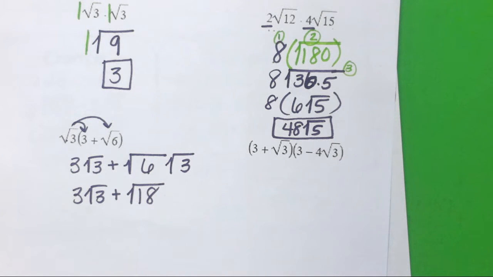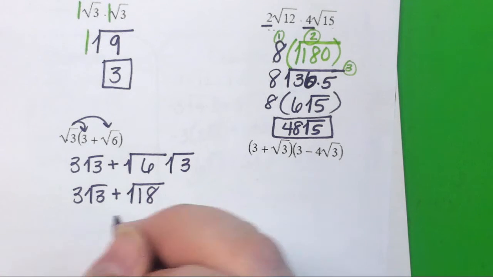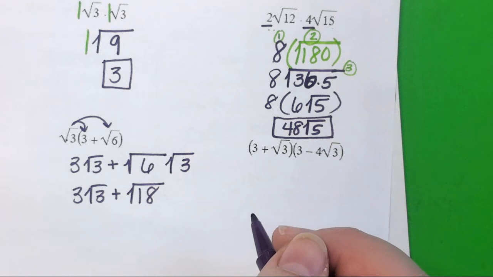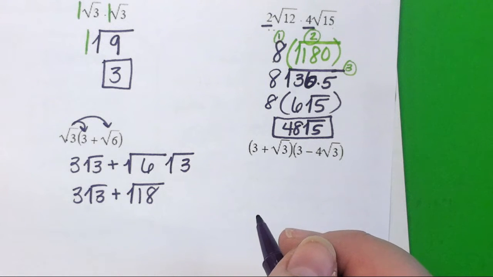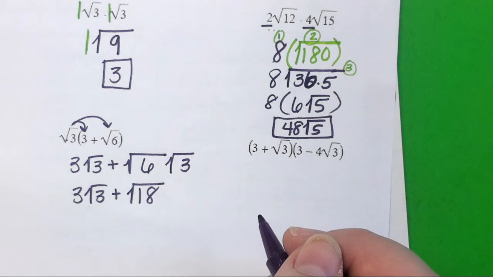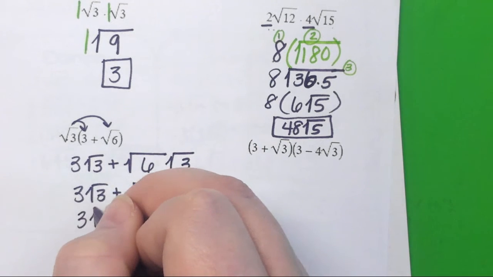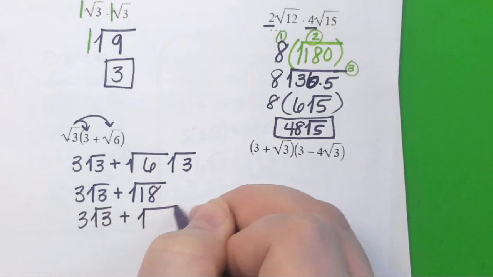And then am I done? Or is there anything I can simplify? Is there any of the radicals that I can simplify? I can simplify 18. What is 18? 6 times 3, but is either of those perfect squares? Thank you, dear. 9 times 2. So let's do 3 square roots of 3 plus square root of 9 times 2.